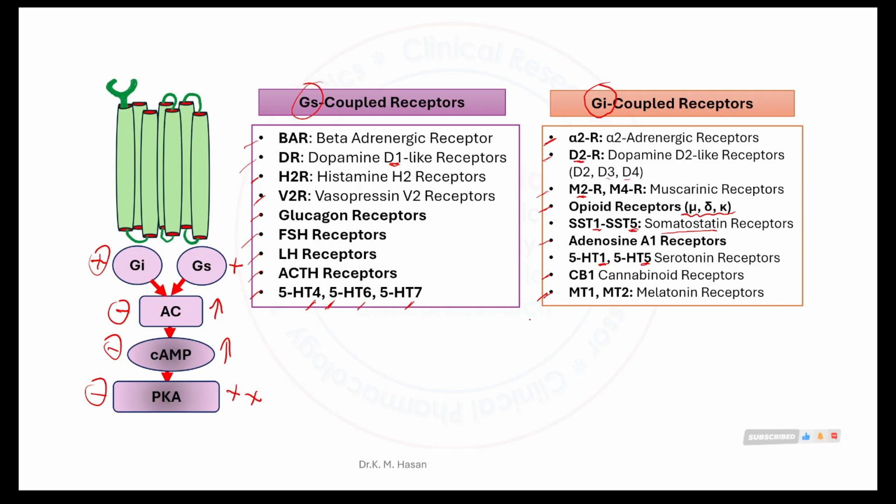So now we have the question: which of the following receptors work on Gi protein? Which of the following receptors work on the Gs protein? So we have the list: beta receptor, D1 receptor, H2 receptor, V2 receptor, LH, FSH, ACTH, serotonin 4, 5, 6, 7 work on Gs receptor.